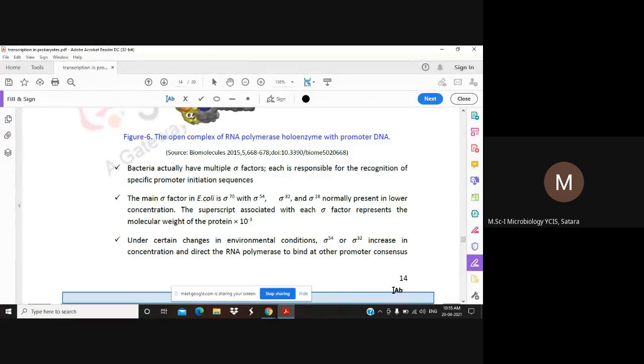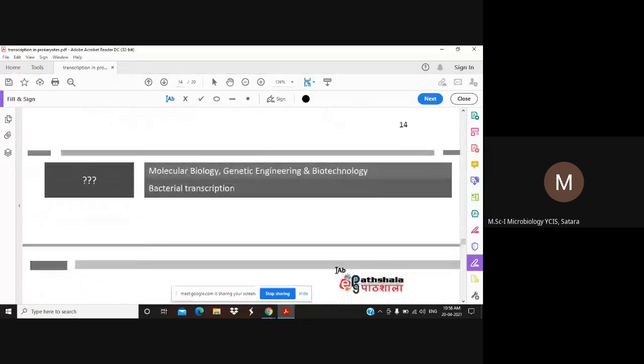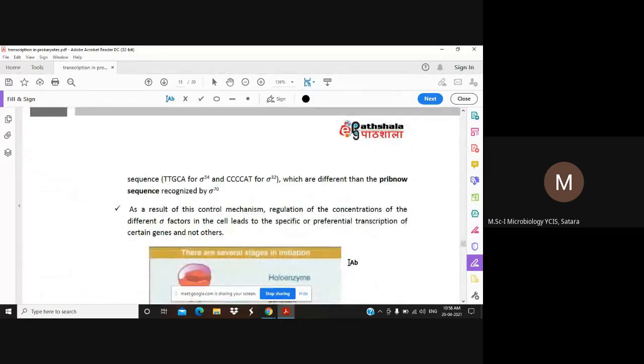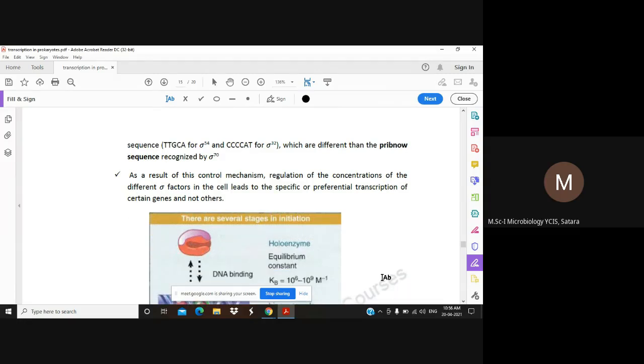While sigma 32 and sigma 28 are present in lower concentration in normal condition. But whenever there are adverse environmental conditions, at that time there is an increase in the concentration of sigma 54 and sigma 32. And because of this, there is binding of RNA polymerase to a different promoter region other than the Pribnow box. And RNA polymerase starts the transcription at a different site, and this may be the stress response in case of bacteria.